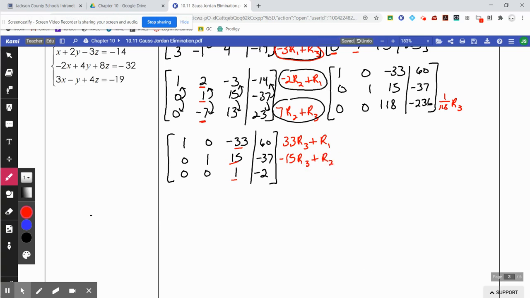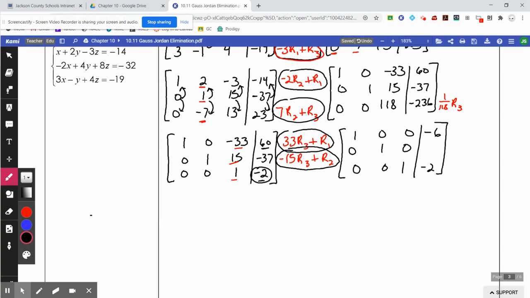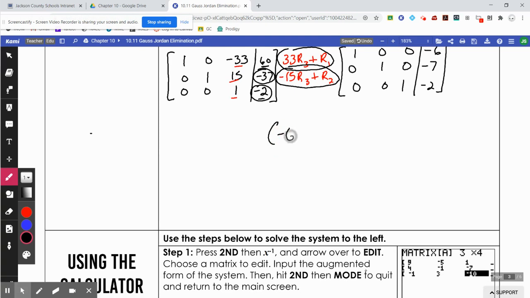So row 3 stays the same. And now let's change the other two. 33 times row 3, add it to row 1 gives you a 1, 0, 0. And then 33 times negative 2 is negative 66, and 60 gives you negative 6. Now performing this one would give you a 0, a 1, and a 0. Negative 15 times negative 2 gives you a 30. When you add that to negative 37, that gives you a negative 7. So my solution set therefore would be a negative 6, a negative 7, and a negative 2.